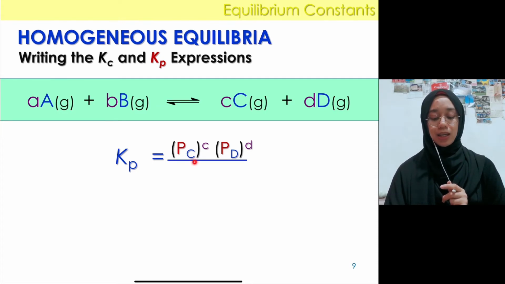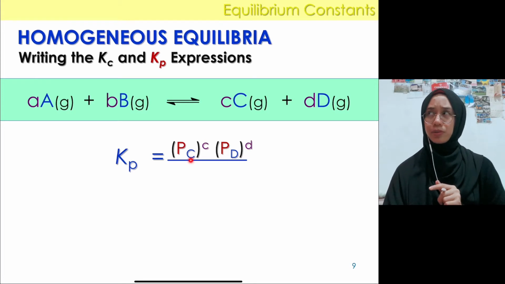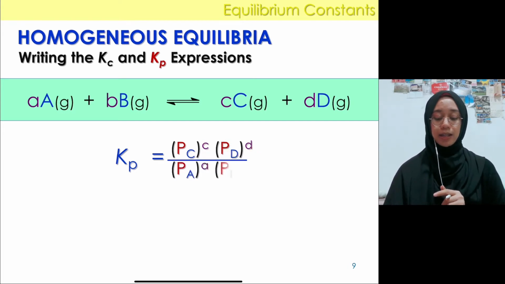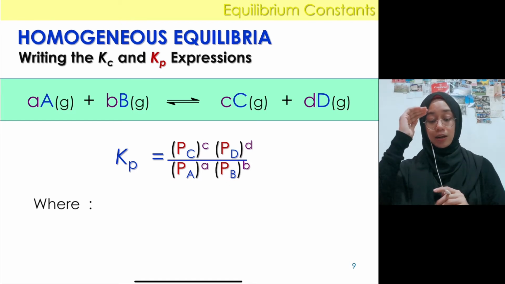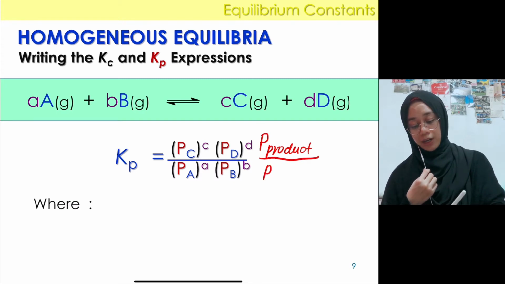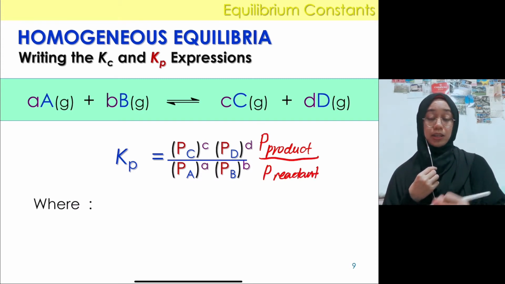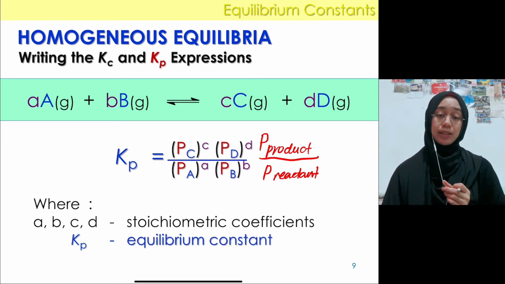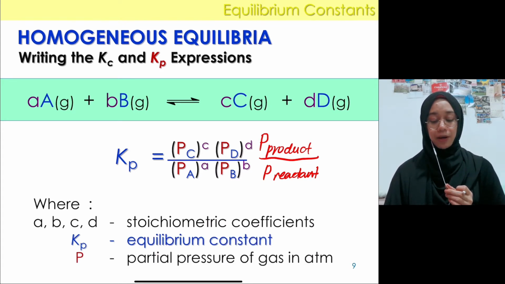So partial pressure of C, where C is written as a subscript, to the power of its coefficient, and then partial pressure of D to the power of its coefficient, divided by partial pressure of A and partial pressure of B, each to the power of its coefficient. It is still the product pressure divided by the reactant pressure. The concept is the same. Where A, B, C, D are the stoichiometric coefficients, Kp is the equilibrium constant, and P is the partial pressure of the gas in atm. Atm, atmospheric pressure, is the unit for partial pressure.